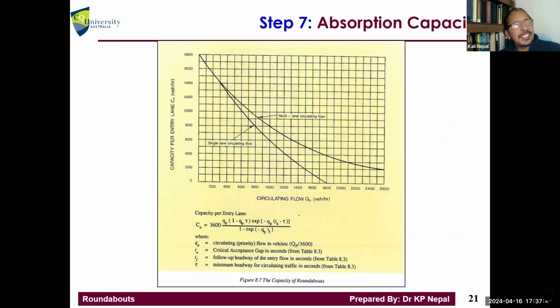So now, this is step 7. We need to calculate capacity. Let's do one example. Come on, guys, you are ready, right? You have ready calculations. Can you calculate that now? Let's do it for the single lane roundabout. Let's do one example, right?